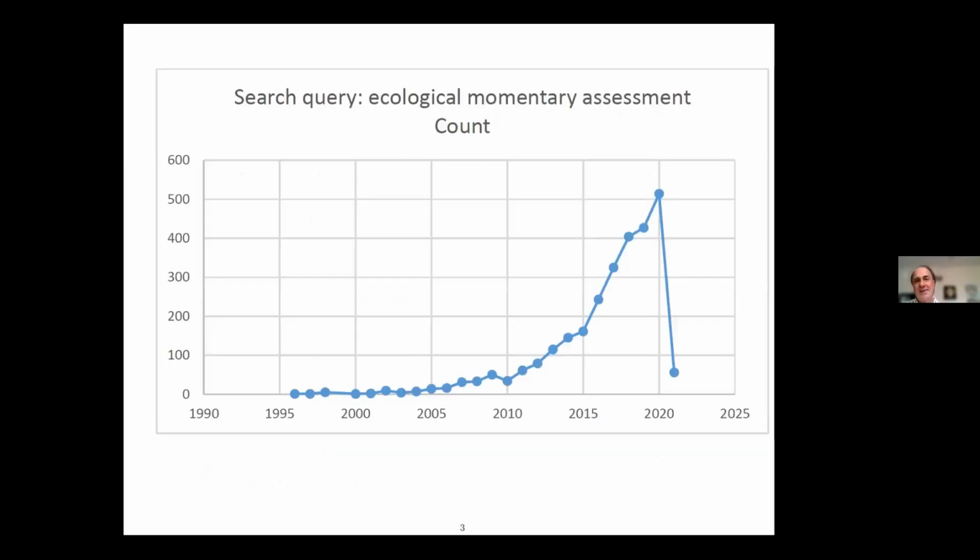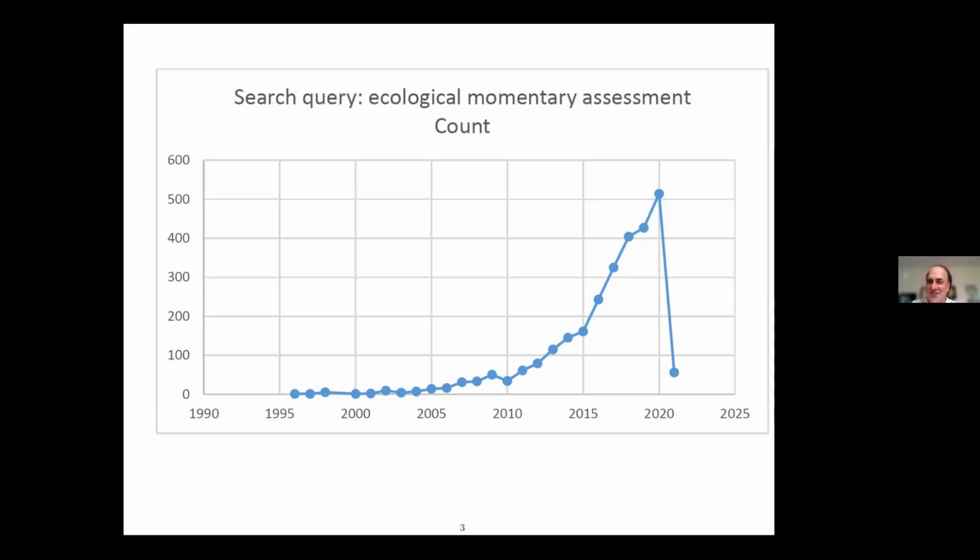Now, I went to PubMed Central and I typed in ecological momentary assessment, and I got this nice plot here that kind of gives the impression, wow, this is just going off the roof. It's like exponential growth across time. Well, I've presented this before, and people in the audience have said, well, you could type anything into PubMed Central and you'll see this kind of pattern.